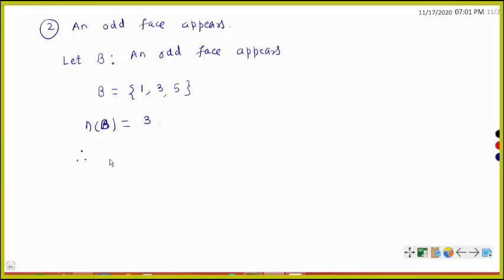Therefore, the probability of the event B is equal to n of B divided by n of S. This is again 3 by 6, which is 1 by 2, again 0.5. In this way we can solve many examples.